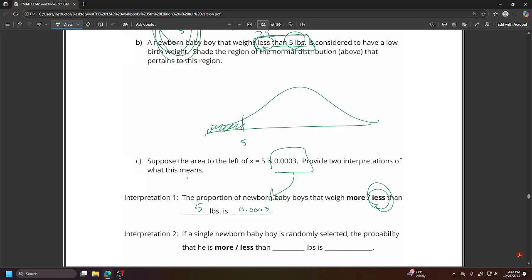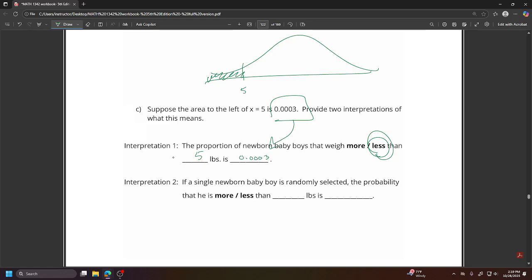On the homework, you're literally copying it down. You're not doing any math. That's what the homework looks like. Let's do it again. So a newborn baby, blah, blah, blah, less than 5. Dead serious, that's what your homework looks like. It's just copying the numbers down twice.